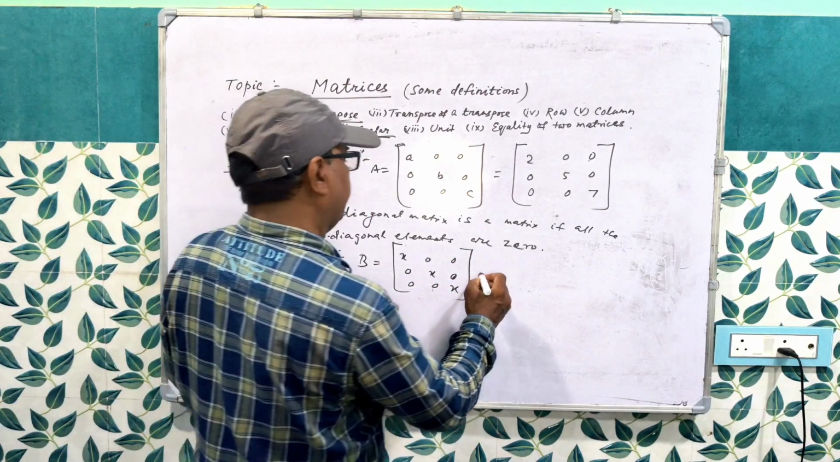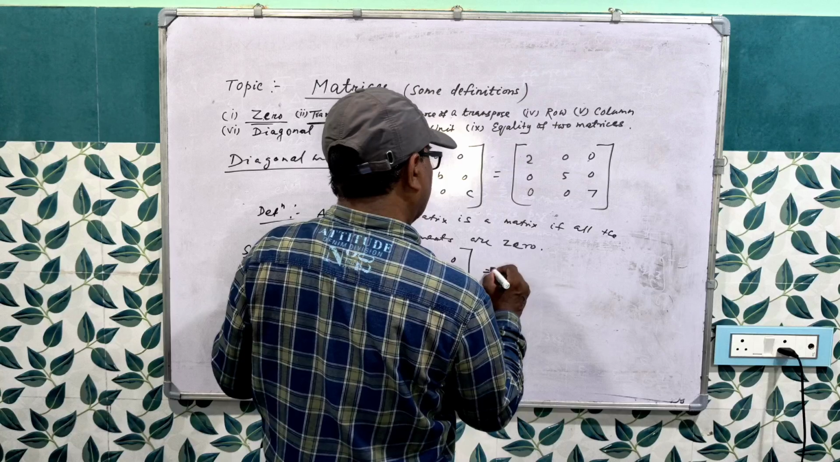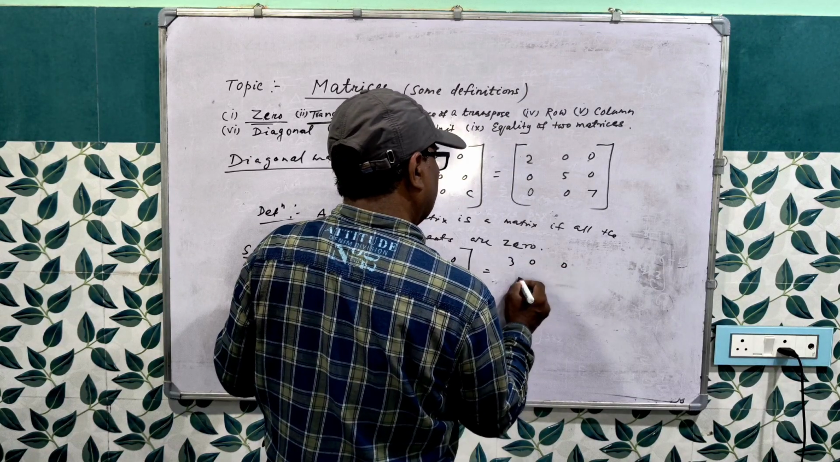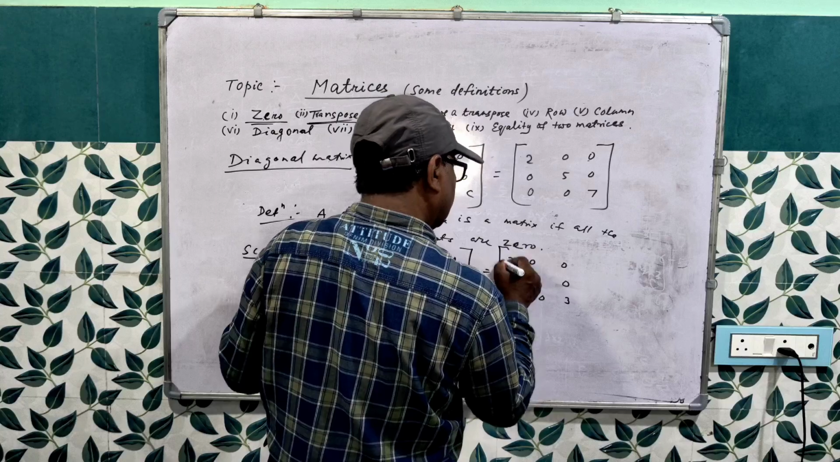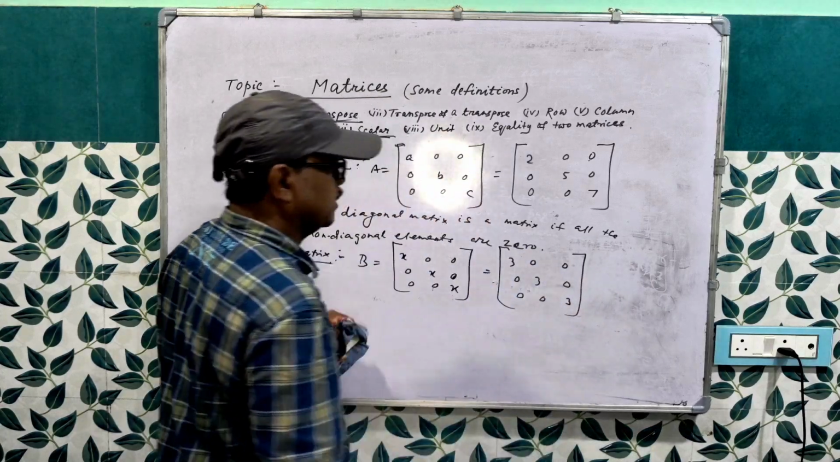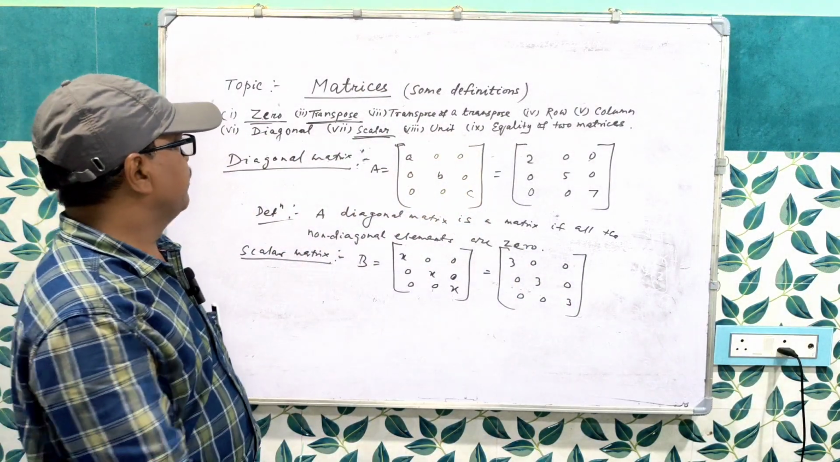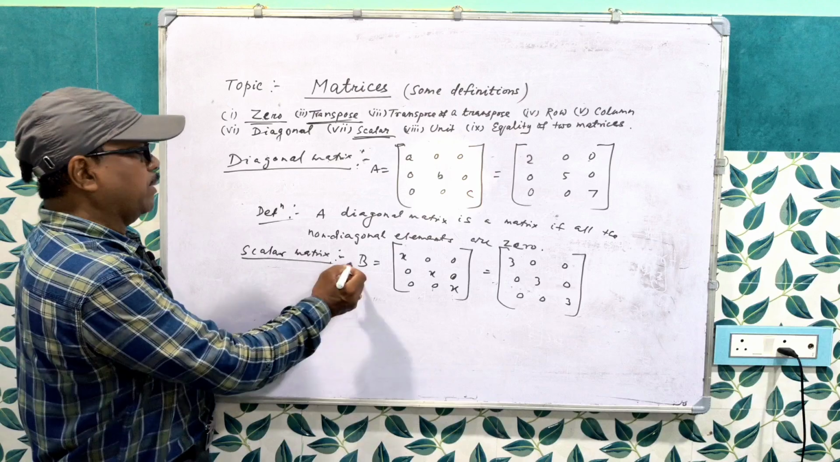For an example, suppose 3 0 0, 0 3 0, 0 0 3 is called a scalar matrix.